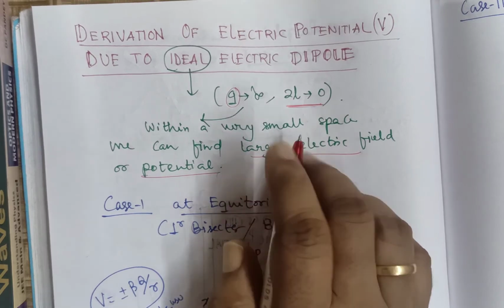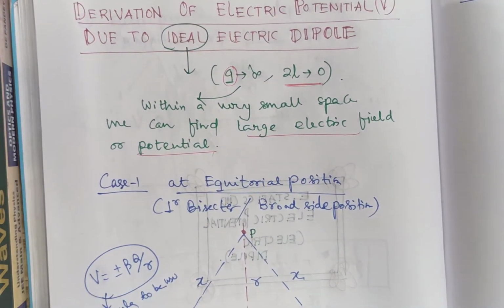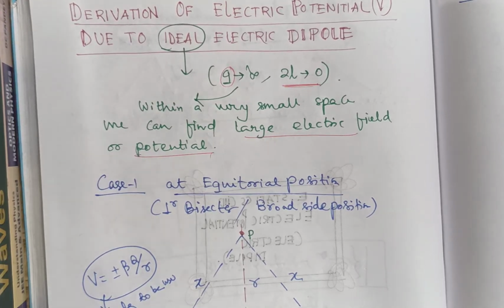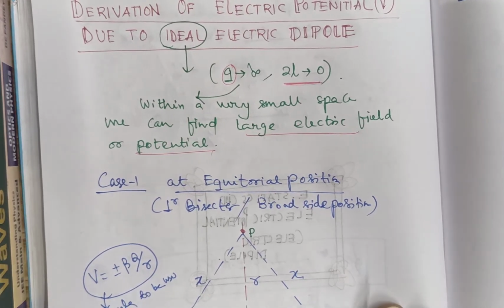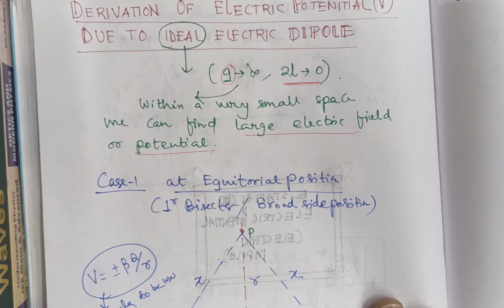So ideal dipole means your length 2L is very small. Now we have to discuss the derivation of electric potential due to an ideal dipole for three different cases. Case 1 is calculation at the equatorial position, case 2 is at the axial position, and then we will go for a general derivation at any arbitrary point. The same three cases we also discussed in the calculation of electric field intensity for an ideal electric dipole. The derivation is very simple. You just follow this derivation and practice for the exam.